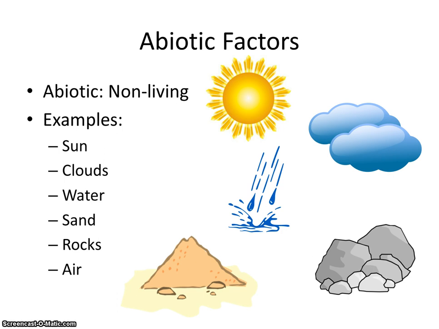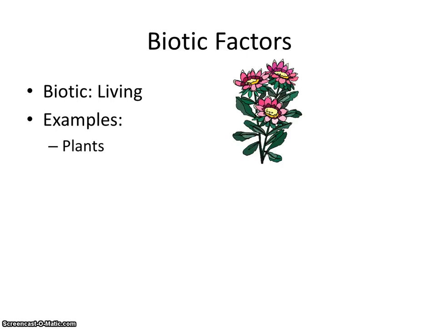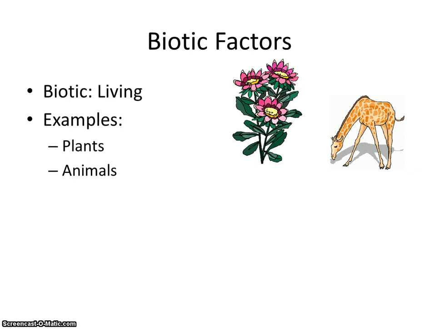But that's not it. We have biotic factors, and these are what are considered to be our living things in our environment. So biotic is living. This is where your plants, your animals come in. So we have a picture of a giraffe, we have pictures of flowers. Plants, just kind of a general whole. Trees, bushes, grass, all of those things are living. Any animal. Humans, dogs, cats, giraffes, insects, microscopic animals like protists, all of these things are considered living.